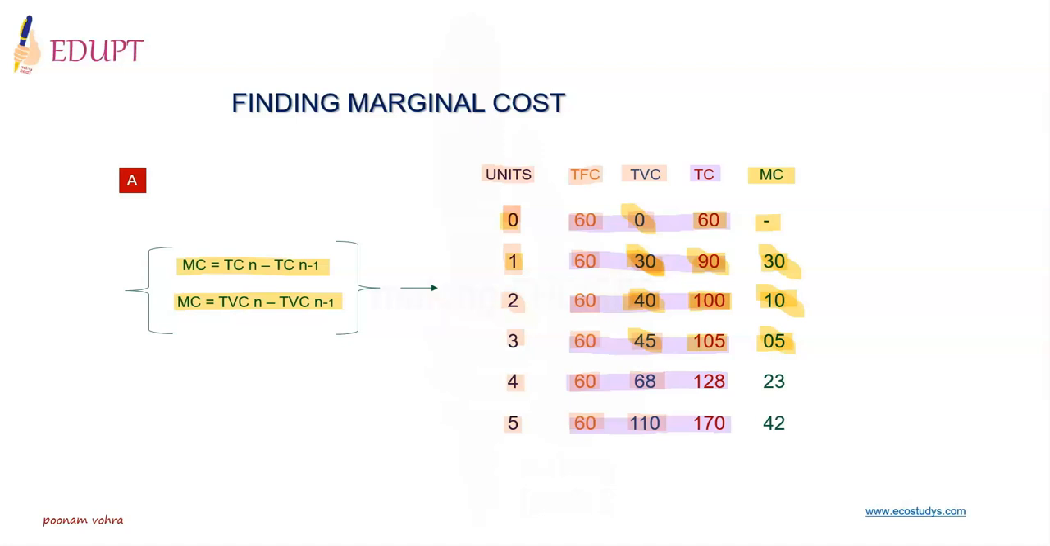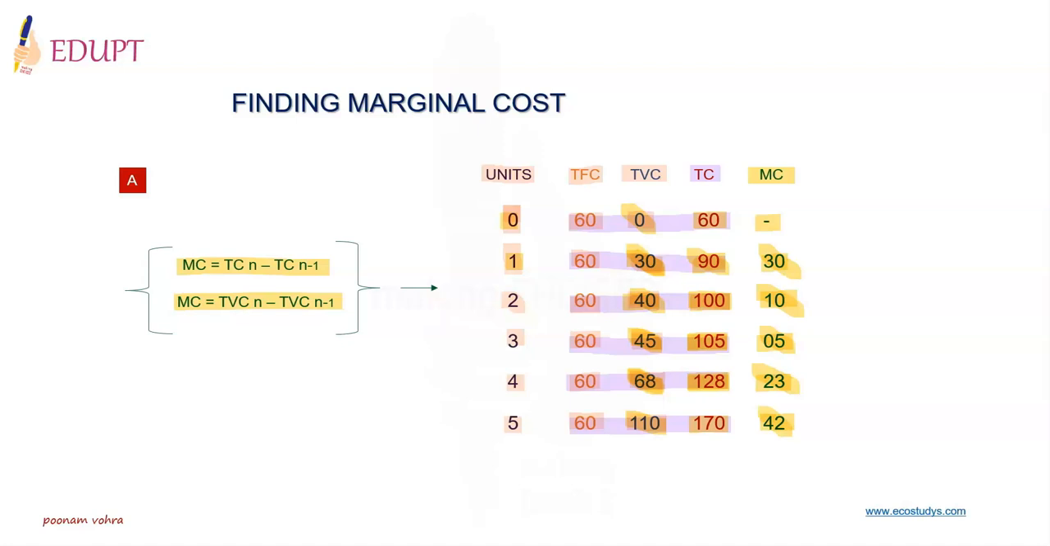For the fourth unit, it is 128 minus 105, 23. Or in the case of total variable cost, it is 68 minus 45, it is 23. For the fifth unit, it is 170 minus 128, 42. Or for total variable cost, 110 minus 68, which is 42.